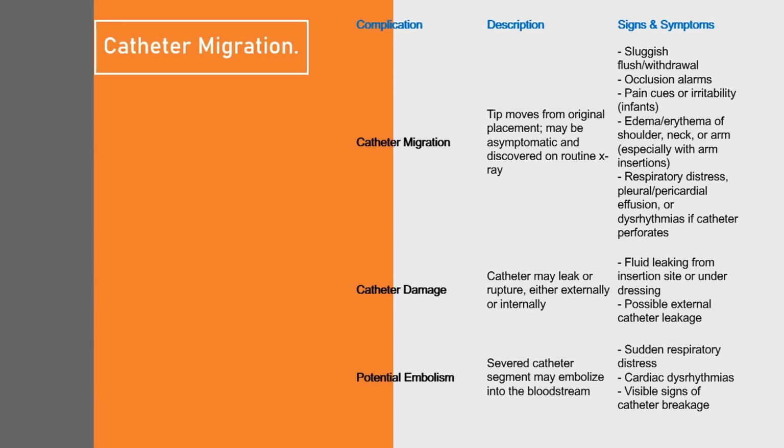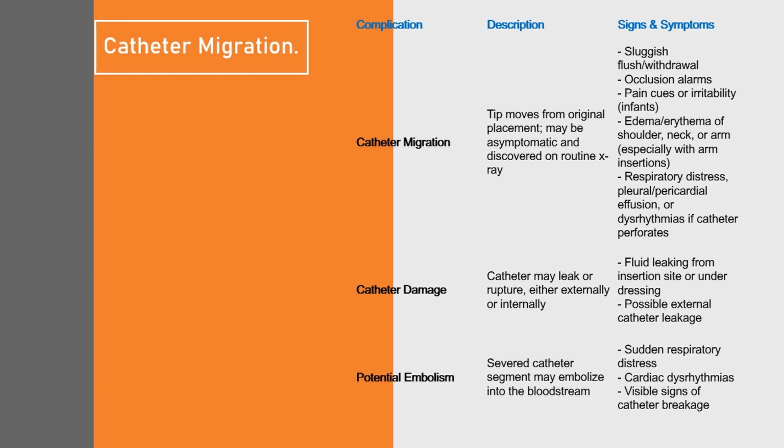In more severe cases, catheter migration may result in perforation or erosion of a central vein. This can lead to serious complications such as pleural effusion, pericardial effusion, or dysrhythmias, especially if the catheter tip has moved out of the vena cava.